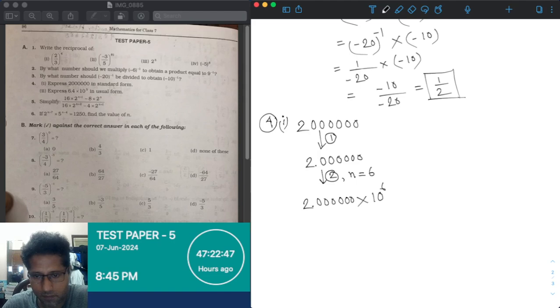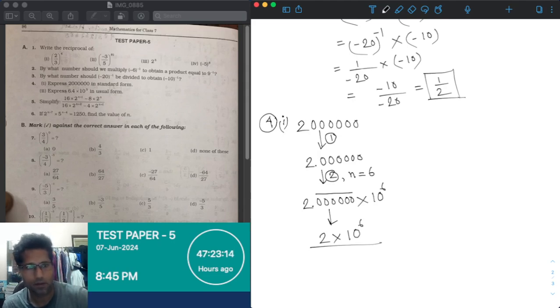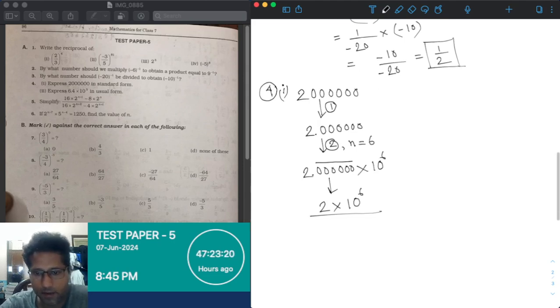And the last step was you ignore all the zeros to the extreme right of the decimal part of the decimal number. So if you ignore all the zeros, this becomes 2 multiplied by 10 to the power 6. This is the standard form. Okay, this is fine.